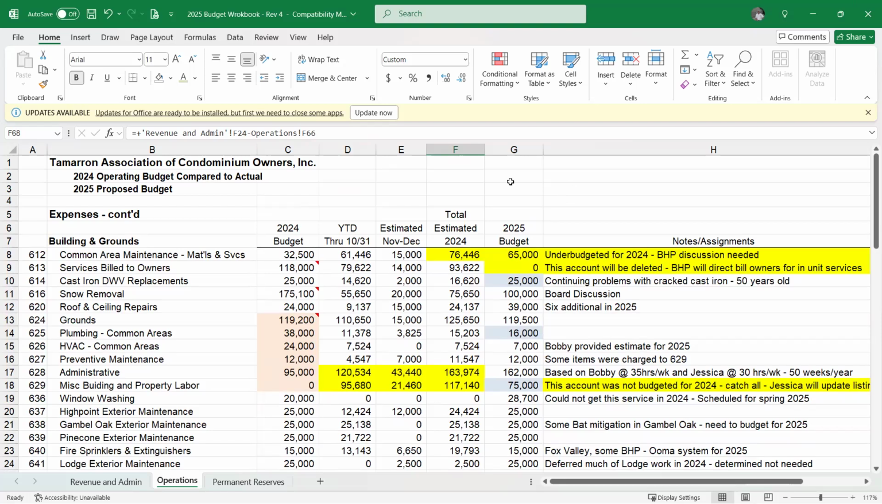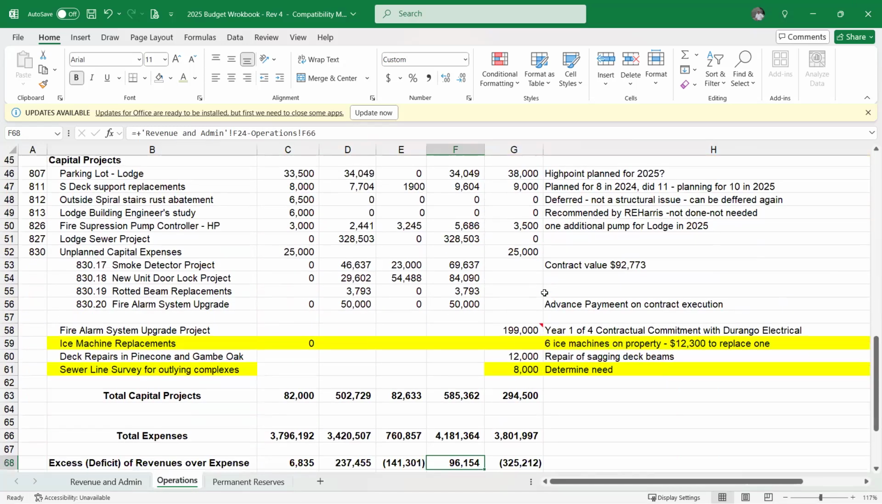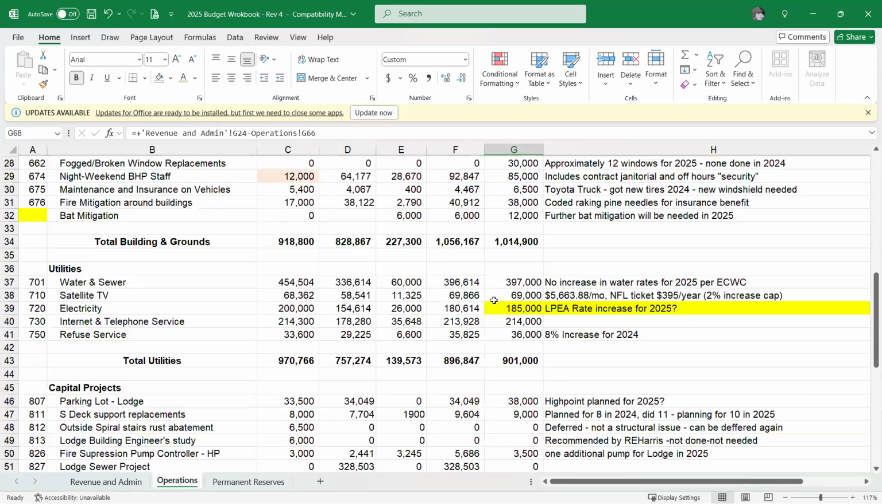All right, I'll show you one more thing. Like I said, I put the same number for owner's assessments for 2025 as we had for 2024. And if we go to the bottom line again, that's how much we're going to have to raise assessments if this budget doesn't change. It is what it is. Okay, all right, I'll stop pushing back.